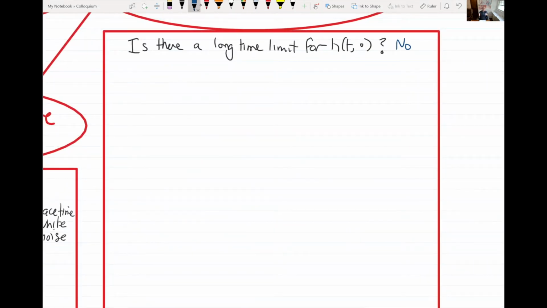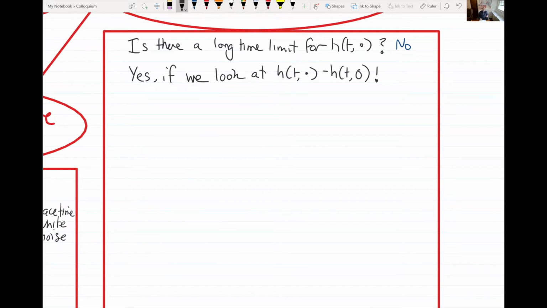In the same way that there's no limit for a random walk on z. A random walk on z diffuses. So there's no stationary measure for that, stationary probability measure. But there will be for the increment process. So the answer will be yes if we look at ht dot minus ht0.